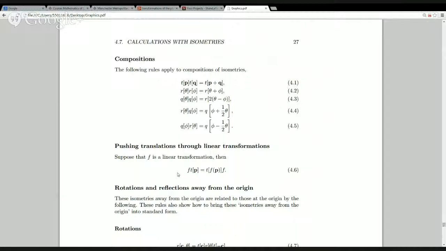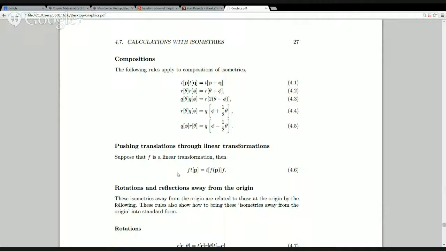If you compose two rotations about the origin, you rotate by this much, and then you rotate again by another fixed amount. Well, that's the same as rotating by the sum of the two angles. These are both rotations about the origin. So you rotate by an angle phi first, then you rotate the plane by an angle theta. Well, you may as well have just rotated it by theta plus phi.